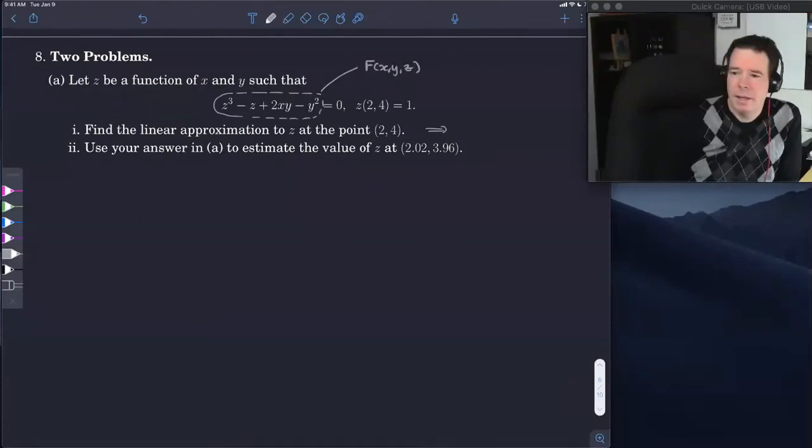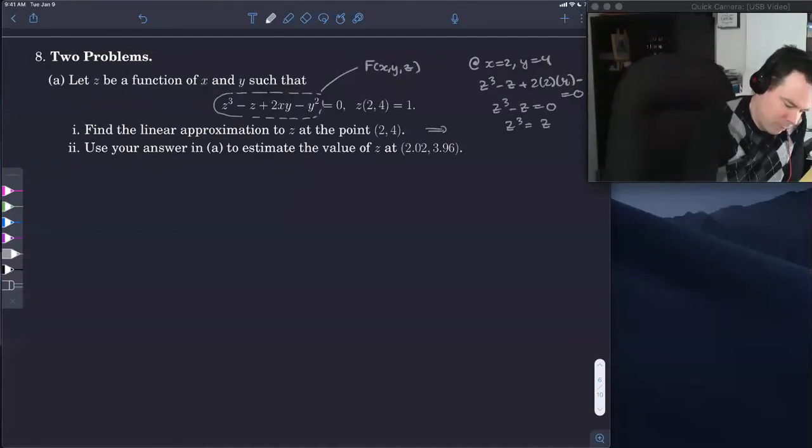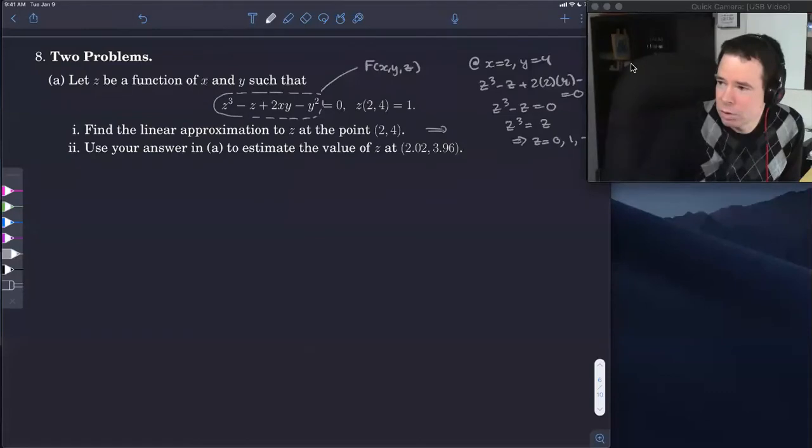So if I plug in x equals 2, y equals 4, what I end up getting is z cubed minus z plus 2 times 2 times 4 minus 4 squared, and that has to be equal to 0. We want to see what the corresponding z values are. We get z cubed minus z is equal to 0, or in other words, z cubed is equal to z. So z could be 0, 1, or minus 1. Those are all solutions to that equation.